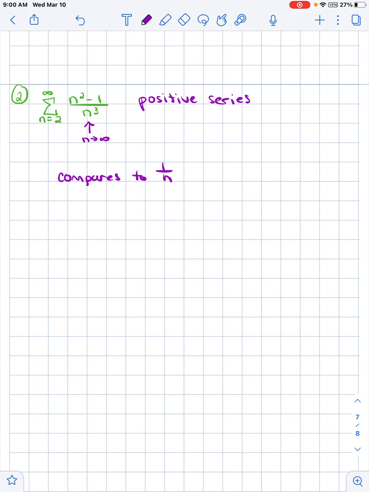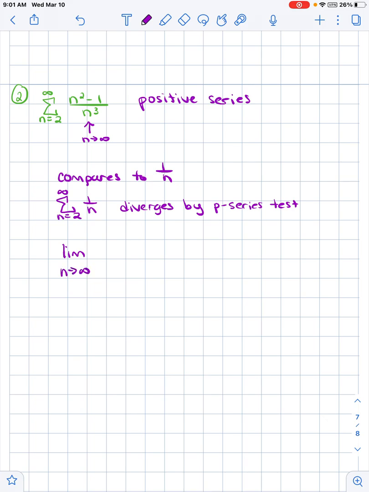I don't have to determine which one's greater or which one's smaller. It doesn't matter in this case. We're not looking at a direct comparison. We're looking at a limit comparison. We know a lot about 1 over n, and we know that from 2 to infinity, 1 over n is going to diverge by the harmonic series, or the p-series test.